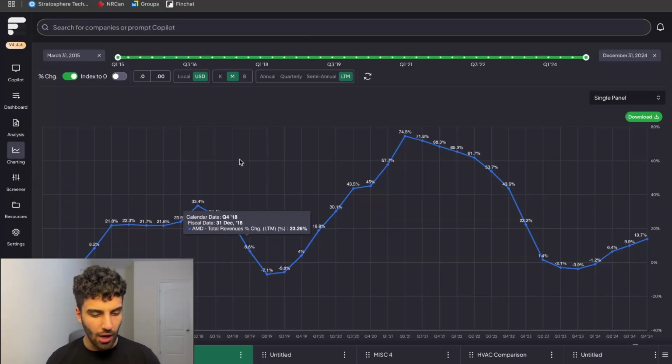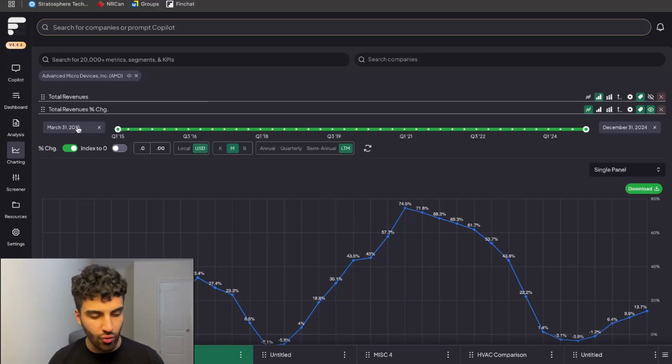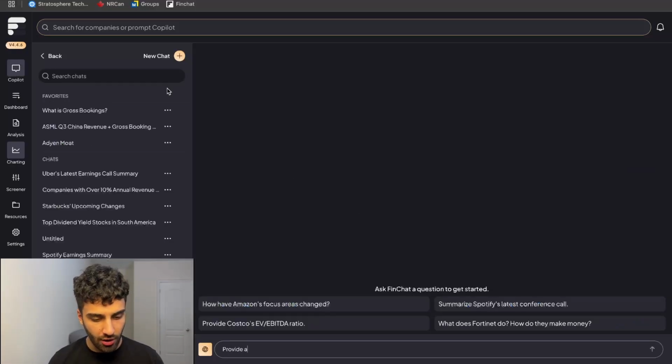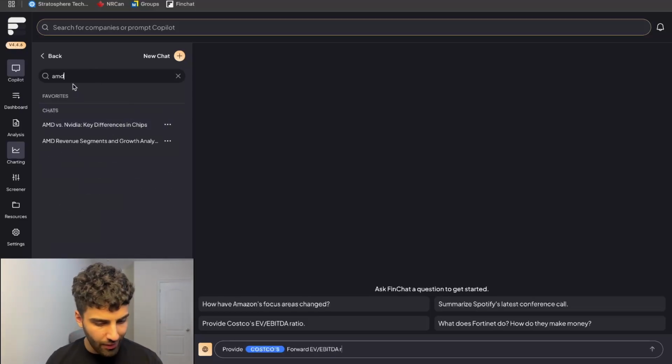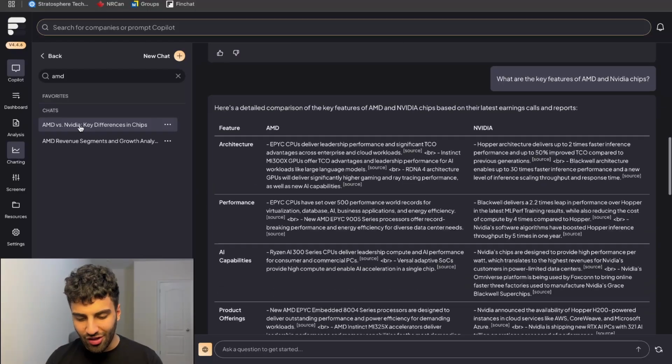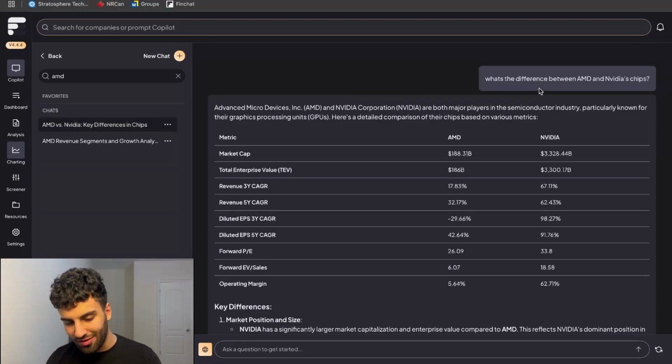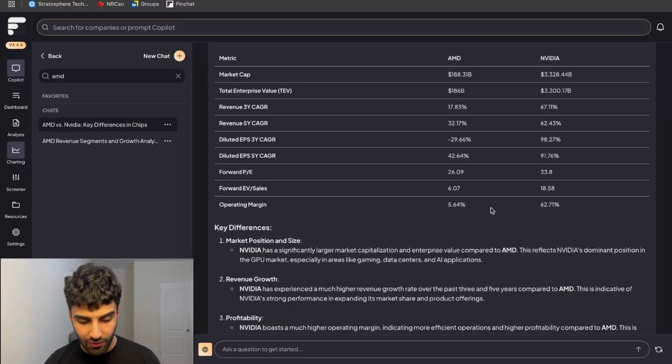To help me out with that, going back over to FinChat, we have a Copilot feature on here. I did this a while ago, so I'm going to have to search for it. But yeah, I asked for the key differences between AMD and NVIDIA, and this is sort of the ChatGPT for finance, right? It was specifically trained on financial data. It has all the history of the transcripts, the earnings calls, literally everything. And recently a web search option was added, so it can now look to the web and various different sources to gather even more information.